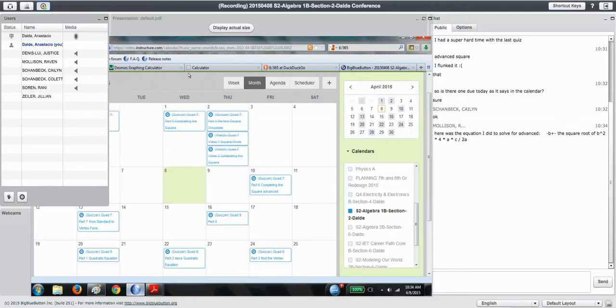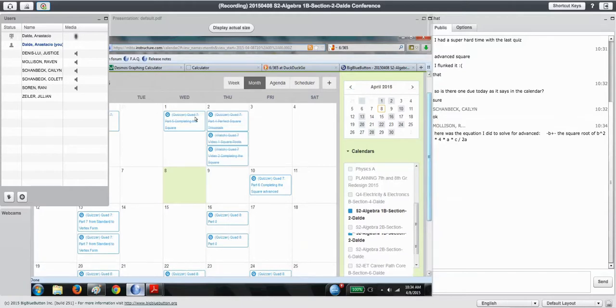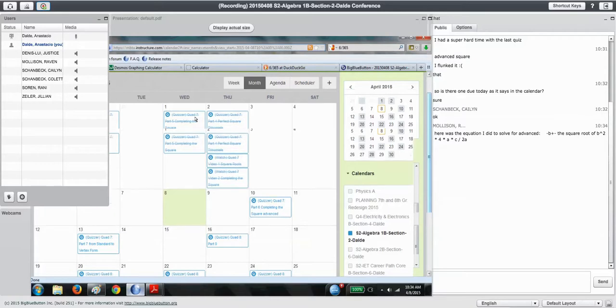The reason being for that is because I plan all of this stuff in advance, which is a good thing, right? I want to make sure that you have all of your homework up so you can see it, and it's not Mr. Dalday's fault for trying to scramble at the last minute to make your homework and all of that kind of stuff.